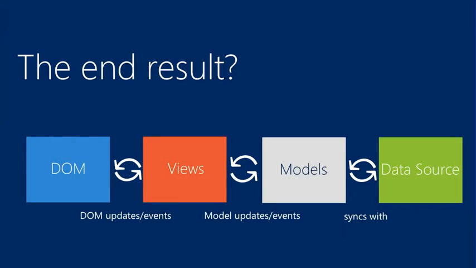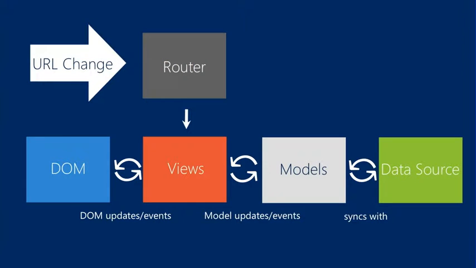Then we have a view. The view sits between the DOM and our models. It's going to listen to events on both of those things, and it's going to mediate changes in both directions. So that's where Backbone Events comes in. And lastly, we've got a router that's listening to URL changes in the address bar and then making a decision about what to render in the view at any given point in time.